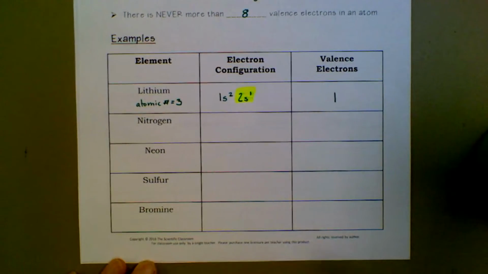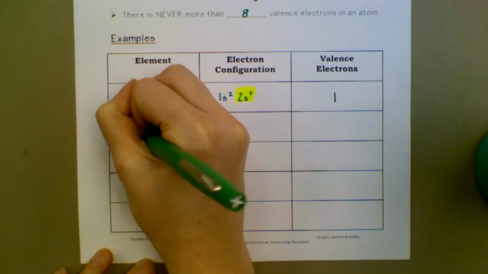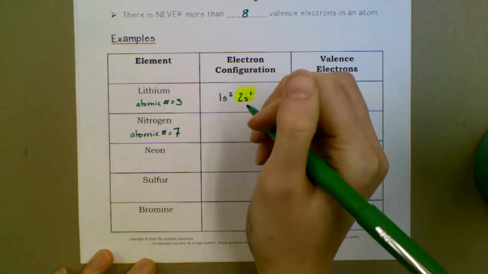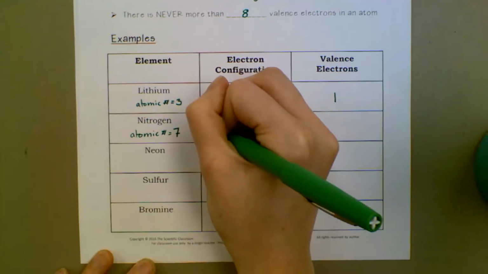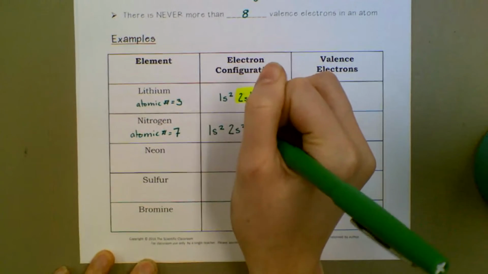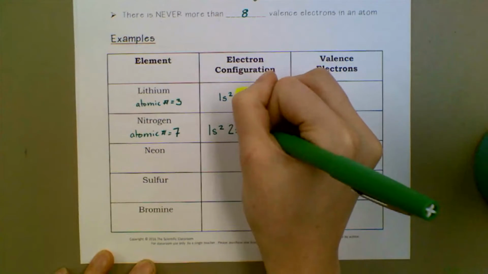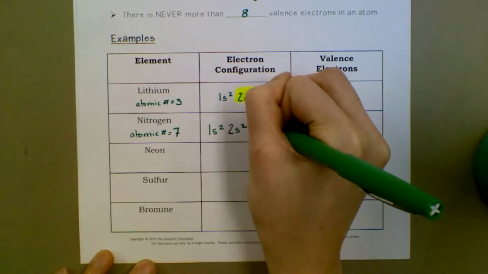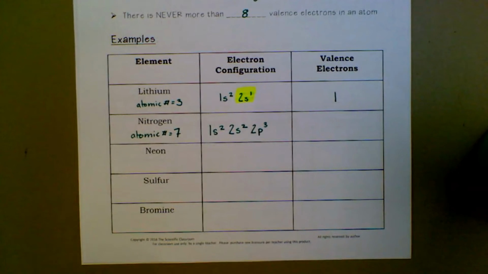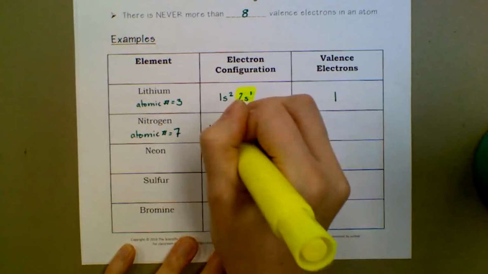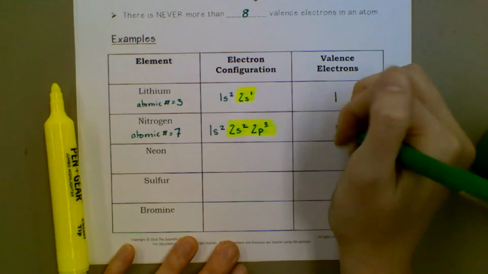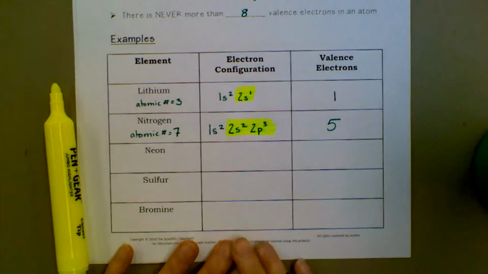Nitrogen. Nitrogen has an atomic number of 7, which means we have 7 electrons that we're filling in here. So we'll have 1s2, 2s2, 4 electrons that we have placed, and then 2p3. 1, 2, 3, 4, 5, 6, 7 electrons that we've placed. Once again, we look at our outermost level. That's our 2 level. We have 2 electrons here and 3 electrons here for a total of 5 valence electrons.